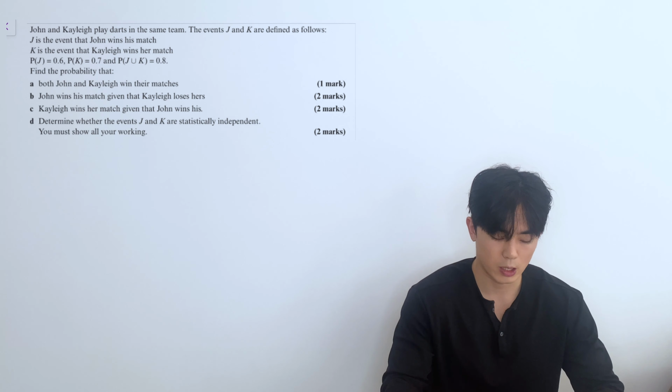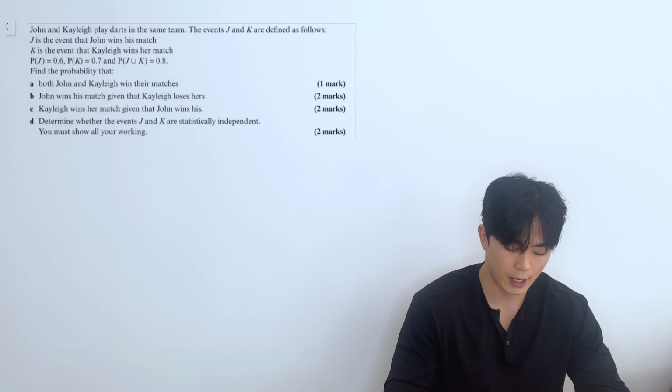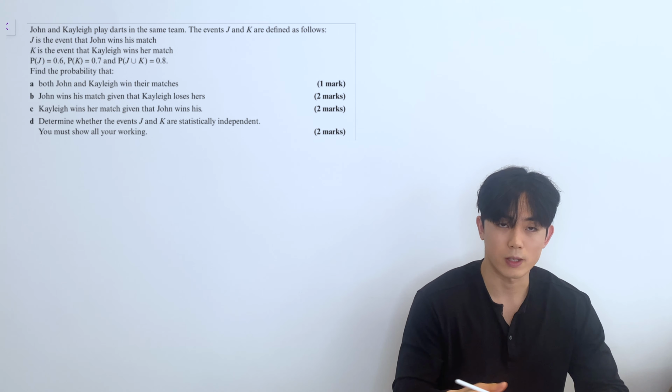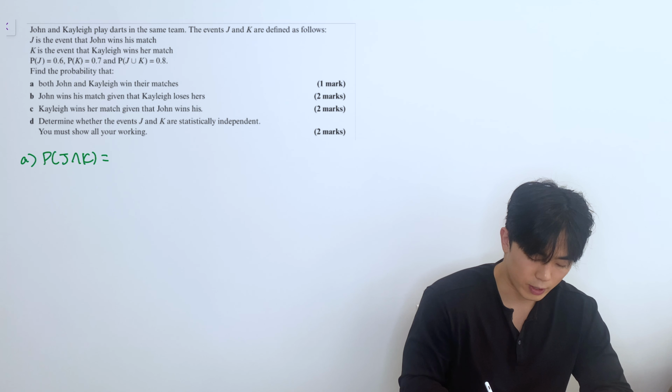Let's just try another one here. So we have John and Kaylee. They play darts in the same team. The events J and K are defined as follows. J is when John wins and K is when Kaylee wins, and we're given certain probabilities. So in part A, find the probability that both John and Kaylee win. So that means the probability of J and K, right?